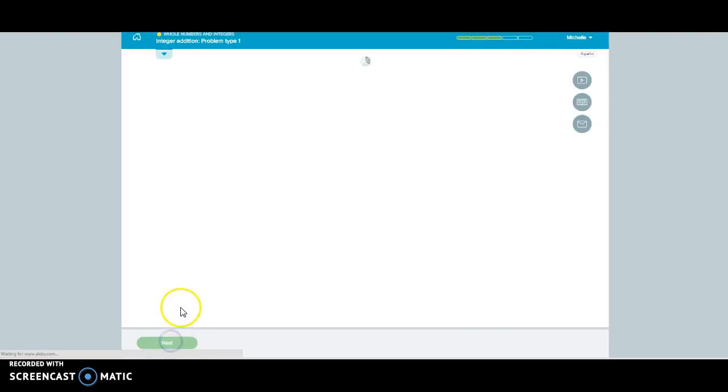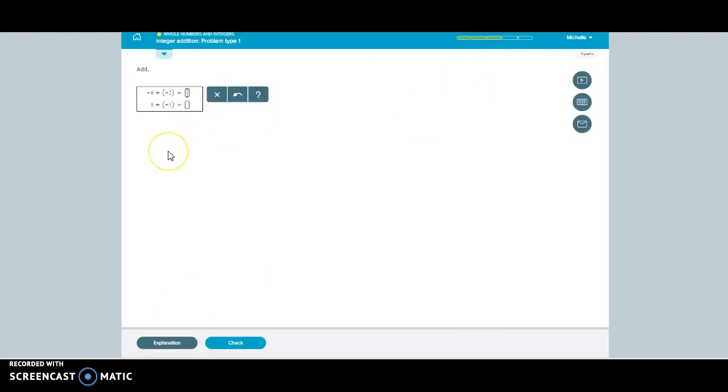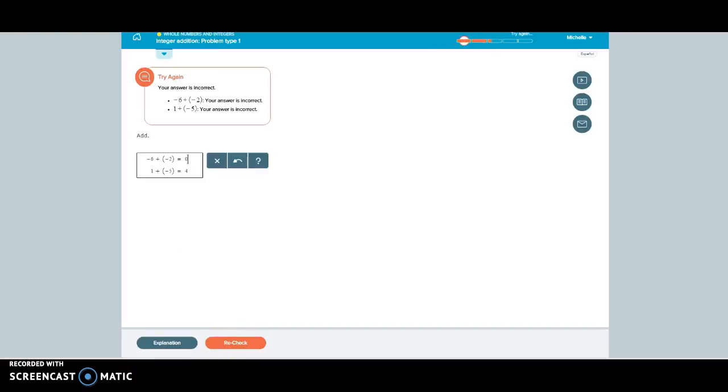So now I'm going to answer another question. So now I'm going to get this wrong. So I get the problem wrong and they give me the answer. Now notice I lost one of these bars here. So now I'm going to say recheck it.